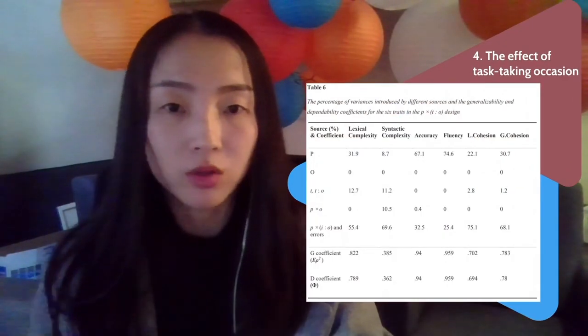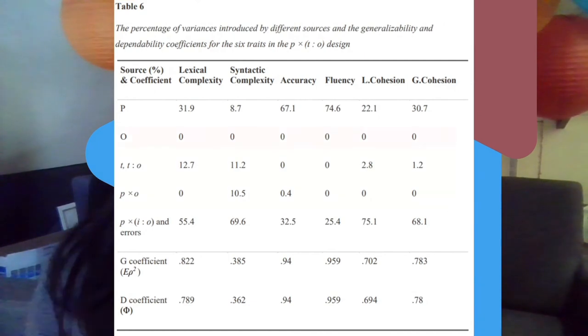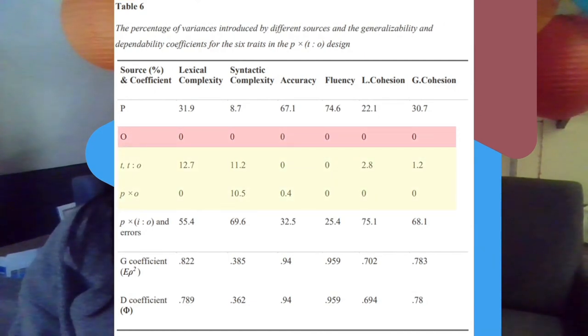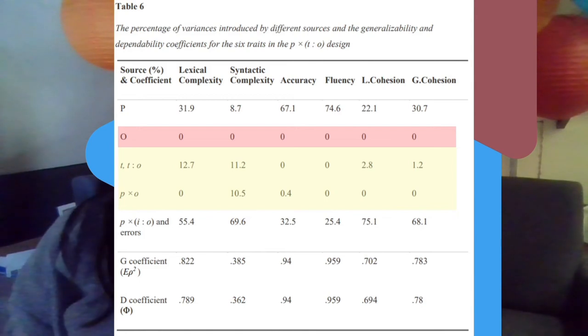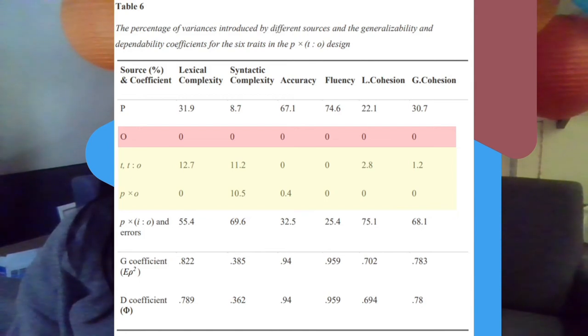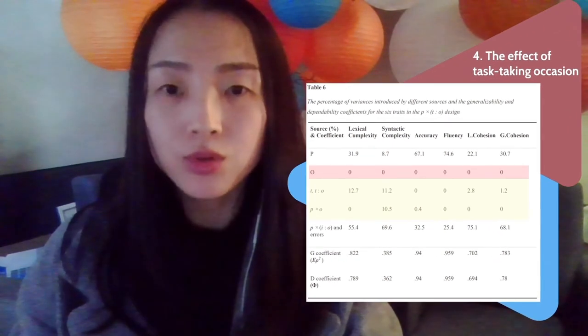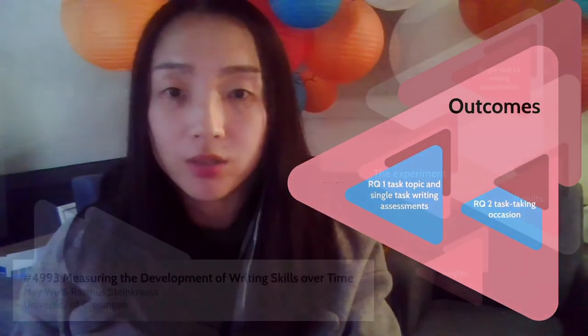The second set of outcomes are about the effect of task-taking occasion. This analysis located 5 sources of score variance, as you can see in this table. Task-taking occasion per se introduced 0 score variance in any of the 6 language traits. It interacted with task topic and person a little bit in some measures. So what do these results mean for us?